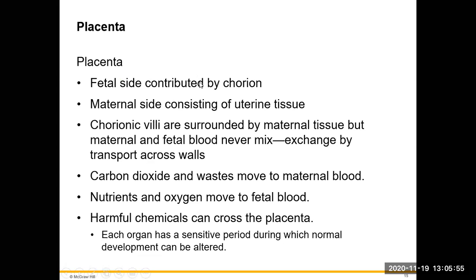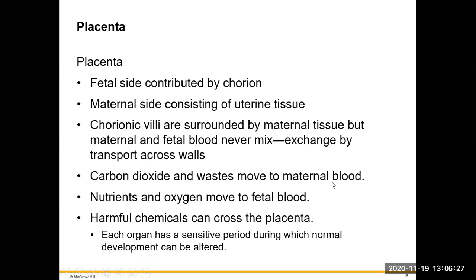Placenta: the fetal side is contributed by the chorion, and the maternal side consists of uterine tissue. And there are chorionic villi. These are kind of microvilli, and these are surrounded by maternal tissue. The whole purpose of villi is to absorb nutrients from the mother and give off wastes to the mother. This is all about exchange.